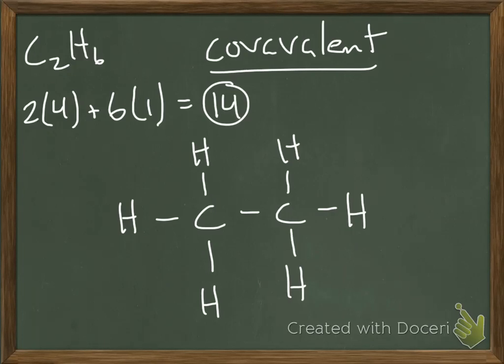So, we got to have 14. How many do I have right now? 2, 4, 6, 8, 10, 12, 14. Is everybody satisfied? Yep, all the hydrogens have 1, just like they should. Each carbon has 4, just like it should. So we are finished with ethane.